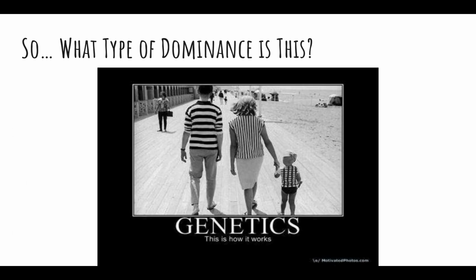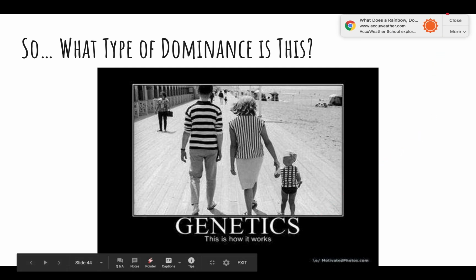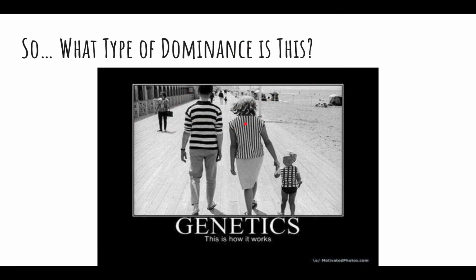Now, here's a little joke. I'm going to let you try and figure out what type of dominance we are seeing in this joke poster here. I'll give you a little bit of a hint. You see that the dad has horizontal stripes and the mom has vertical stripes, and the child has both. So that should give you a bit of a clue. Put that in your notes and see if you get the joke what type of dominance this is.